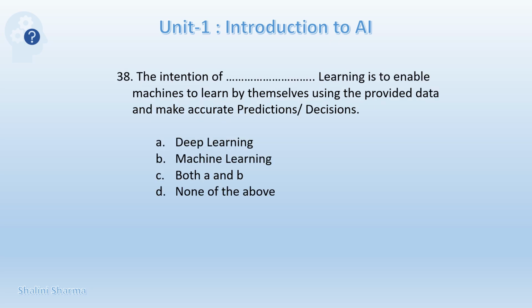The intention of dash learning is to enable machines to learn by themselves using the provided data and make accurate predictions or decisions. A, deep learning. B, machine learning. C, both A and B. And D, none of the above. The correct response is machine learning. Machine learning allows the machine to learn by providing it data and hence making accurate predictions or decisions.